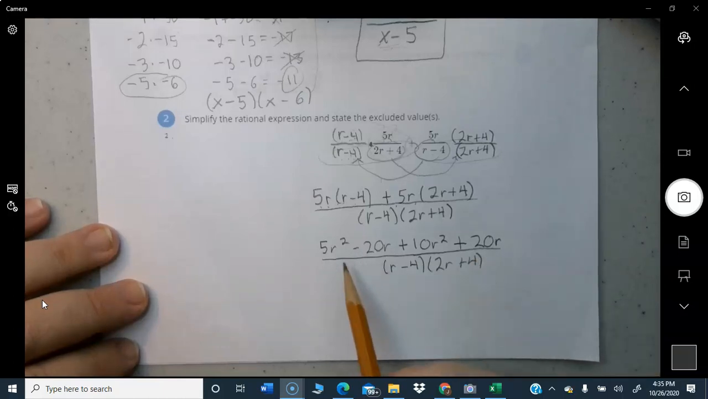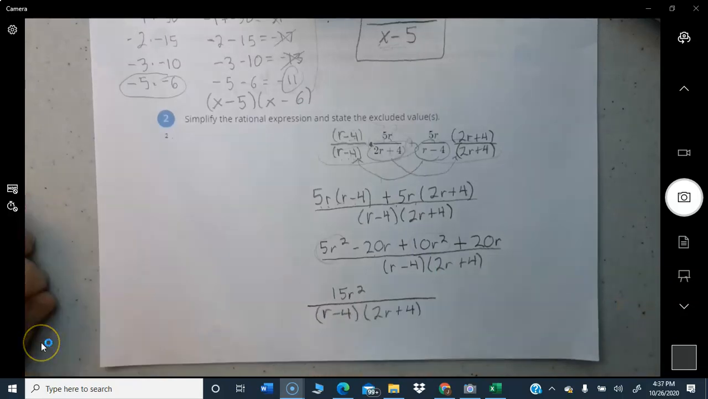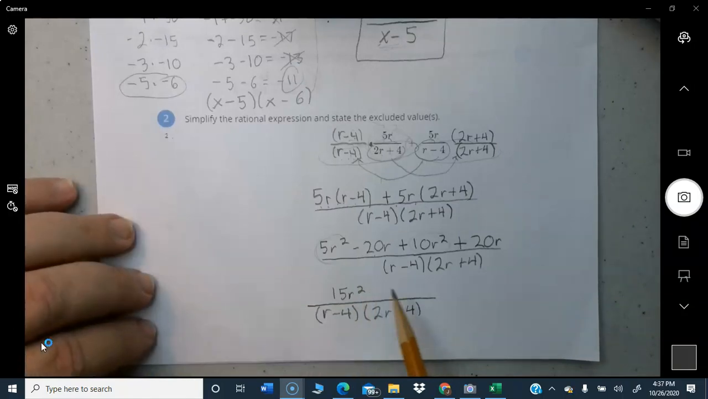Okay, now we can simplify. 5r squared plus 10r squared is 15r squared. And negative 20r plus 20r just goes away. It's not there anymore. And then our denominator is what it is. Nothing's changed about that since we made it common. Okay, so this is what we have.